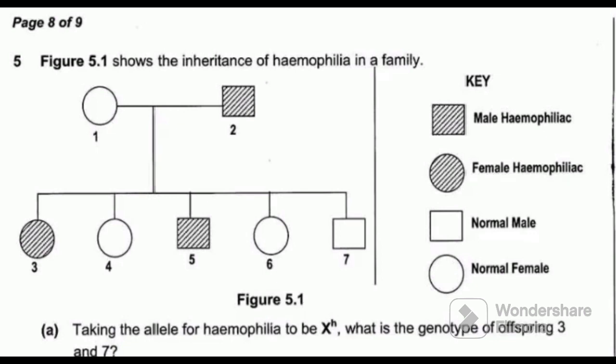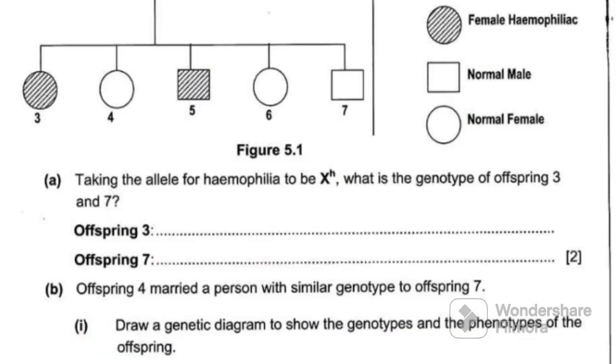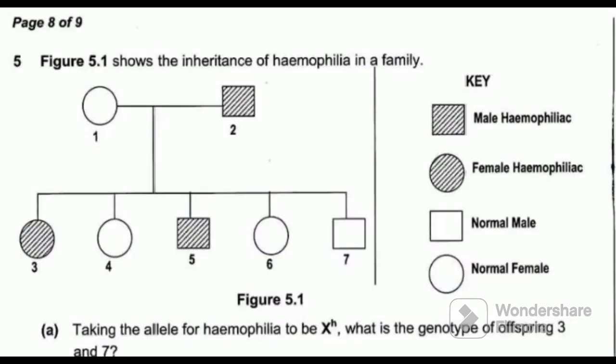So the first question reads, taking the allele for hemophilia to be X to the power small letter h, what is the genotype of offspring 3 and 7?